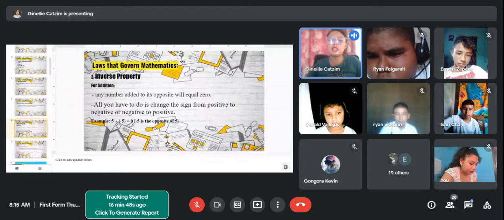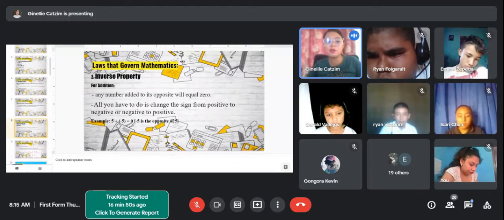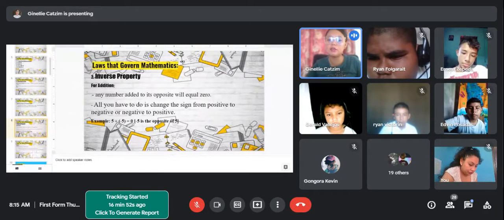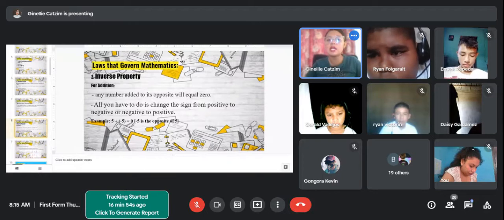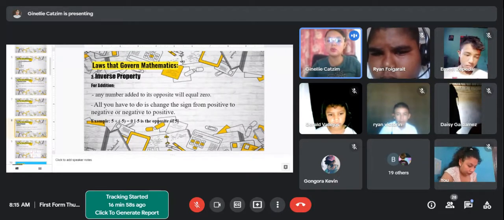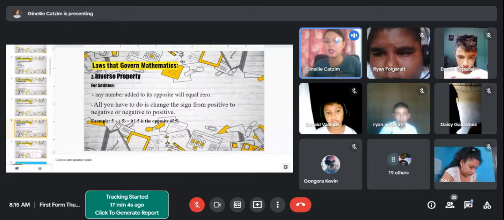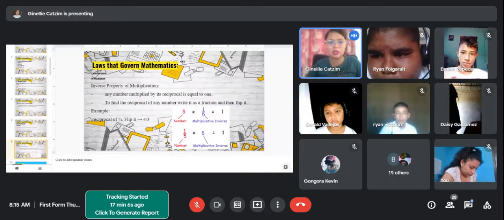So the answer is positive 10, right? The opposite of negative 10. So what happens is that when you add a number and its opposite, you always get 0. That's the inverse property for addition.